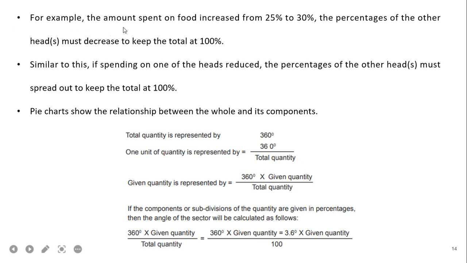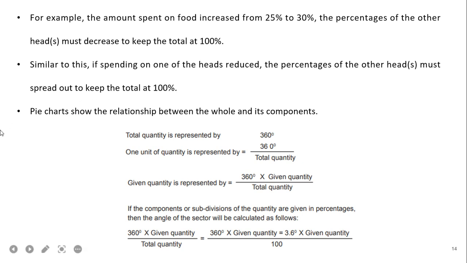For example, when the amount spent on food is increased from 25 to 30%, then the percentage of other heads must decrease to keep the total as 100%. Similarly, if spending on one of the heads reduces, the percentage of another head must increase to keep the total at 100%.